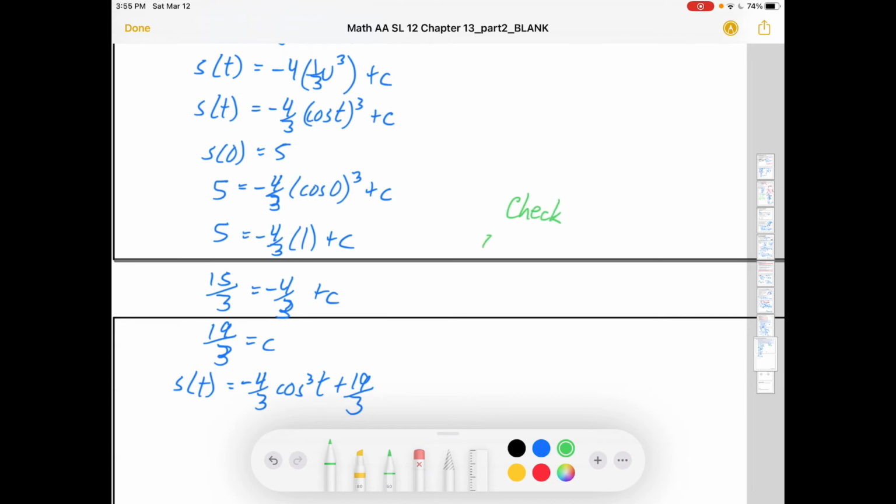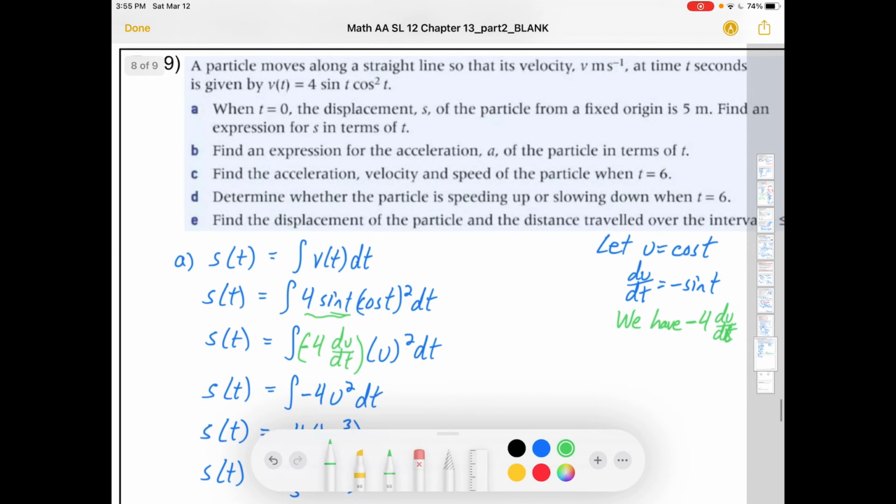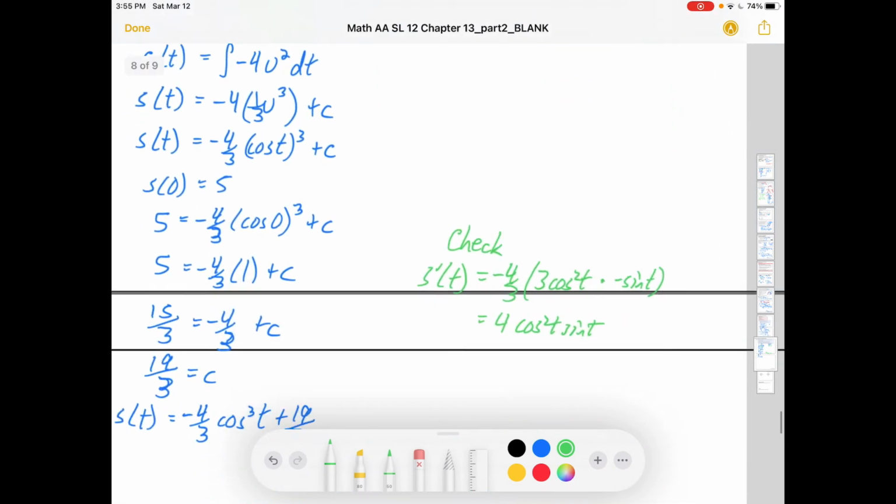I would say, I wonder what the derivative of this is. So negative 4/3 would stay. The power of 3 would come down front. We'd have cos squared t, and then we'd have times the derivative of cos t, which would be negative sine t. And what would we get? We'd get 4 cos squared t sine t. Is that the correct velocity function? Yes, it is. That's what we started with.